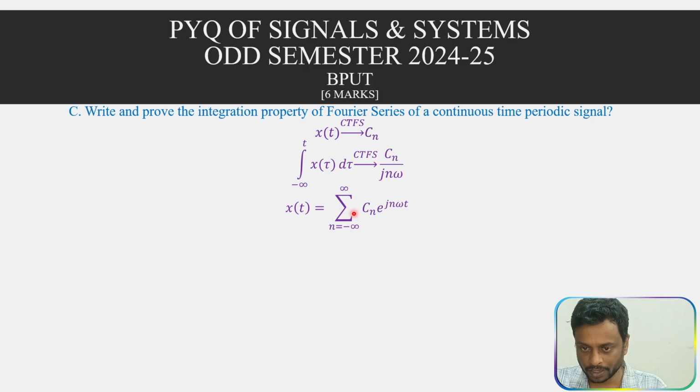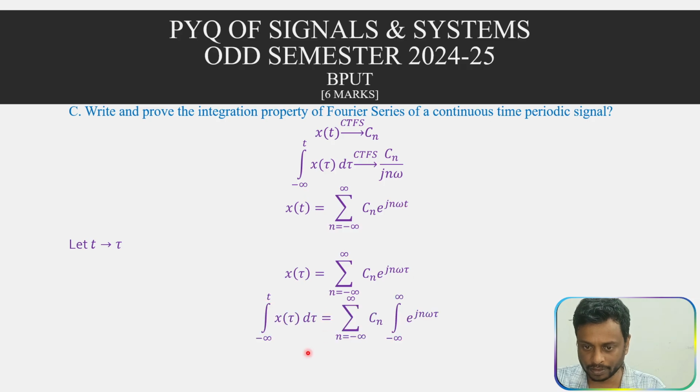So this is the exponential form of Fourier series. x of t equals the summation from n equals minus infinity to plus infinity of c of n, the Fourier series coefficient, times e to the power j n omega t. So let us take t equal to tau. That will be x of tau equal to this one, only put t equal to tau.